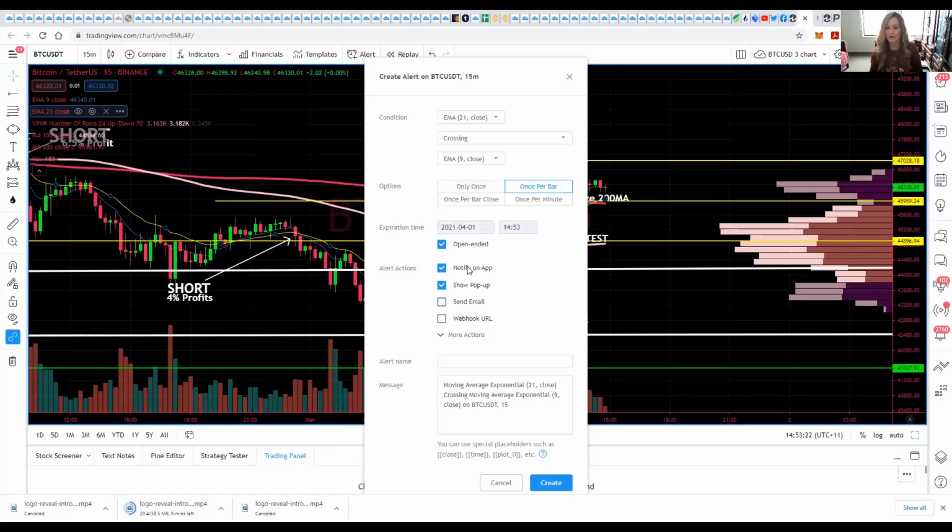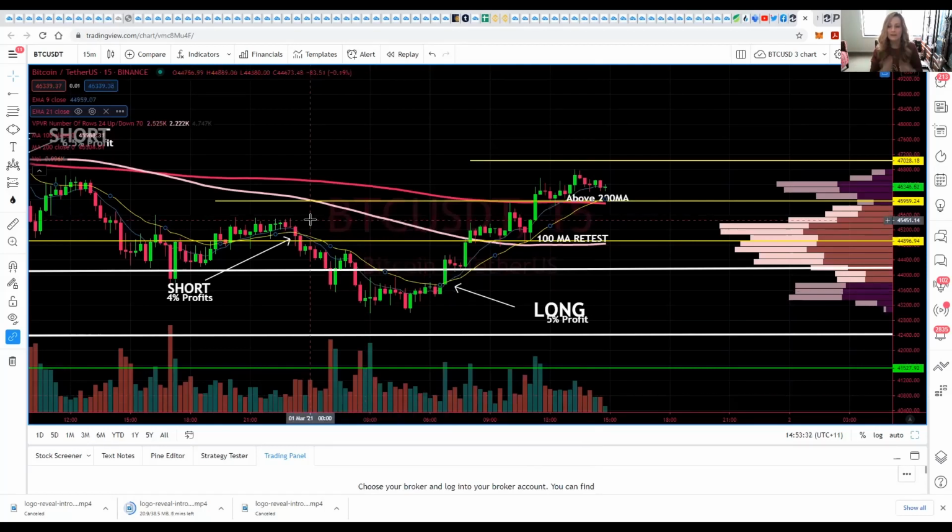It notifies on the app, and it also shows a pop-up on my screen. You can get it to send an email or a webhook, up to you. Then you go create it. Then every time this EMA crosses over, up or down, we get that alert and we know that we need to enter or flip that trade, short or long.